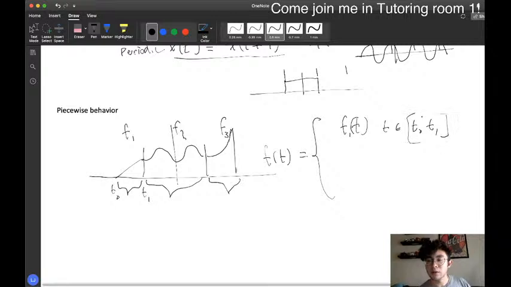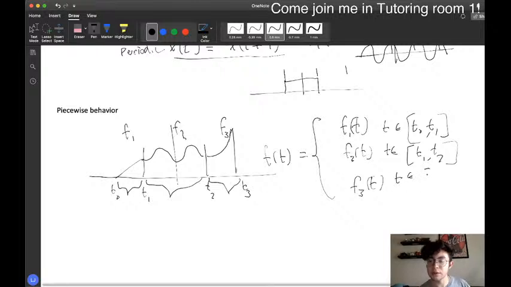And within the other two time intervals that I've defined, let's call this point t2, this one t3, it's going to be acting like the other two functions in the other regions. So it's going to act like f2 for t within t1 and t2, and it's going to be acting like f3 for t within t2 and t3. So basically, that's what I mean by piecewise behavior.